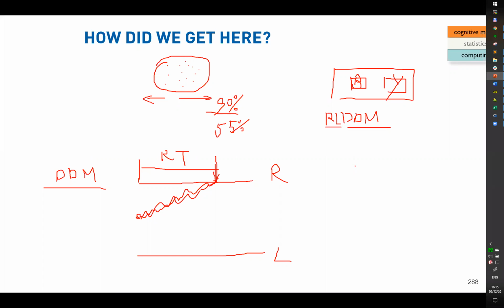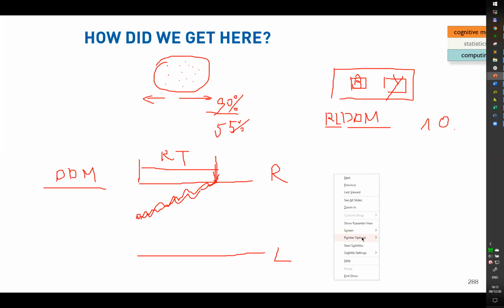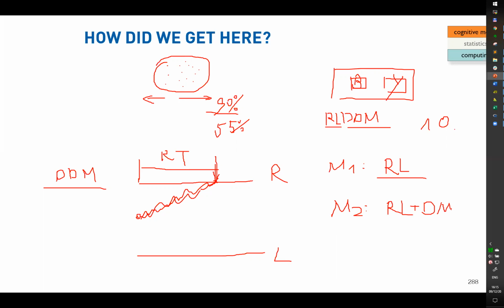Now let's go to the question that we are interested in. The reason I'm talking to you about this chunk of new things is that we are talking about model comparison. Let's say we run 10 participants, okay? And we have one model, model 1. It only considers the RL part. And we have the second one that considers the combination between the RL and DDM, okay?